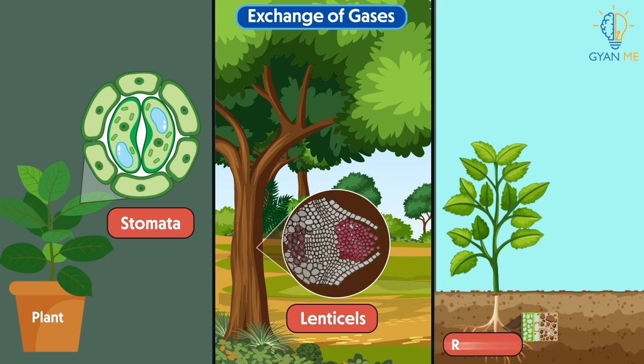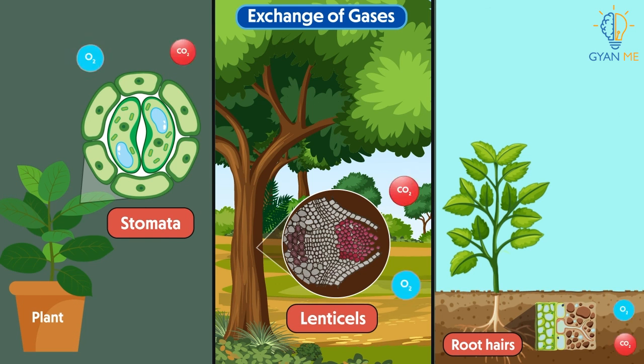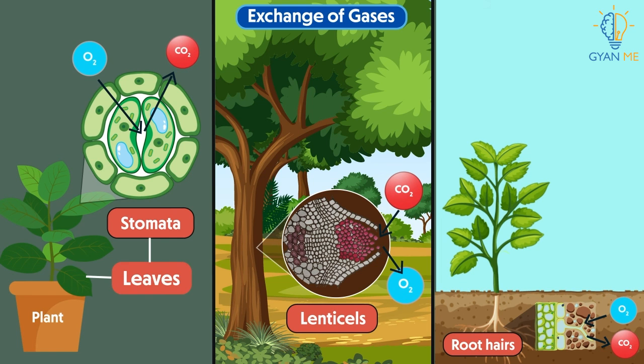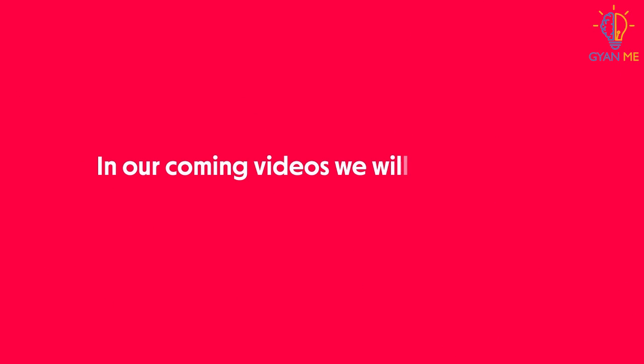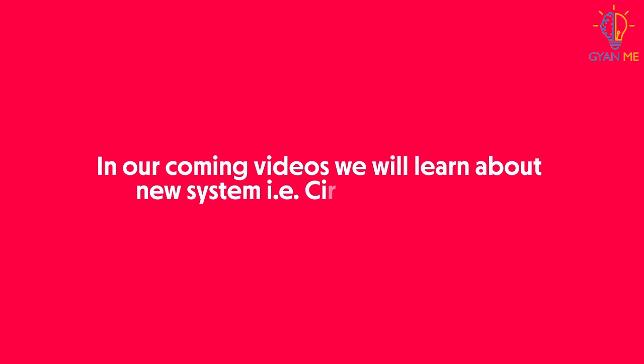So what we have seen in this video is that in plants, exchange of gases happens in all the parts. Leaves have stomata, stems have lenticels or specialized surfaces, and roots have root hairs which carry out exchange of gases. In our coming videos, we will learn about a new system, that is the circulatory system.